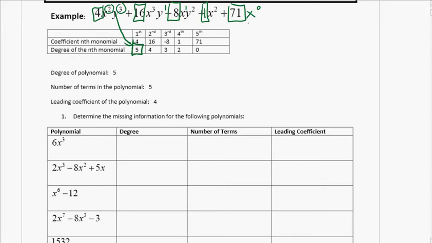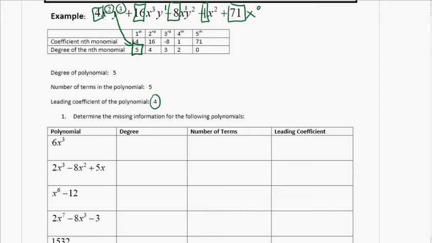And the leading coefficient is the coefficient of the largest degree monomial. Since this is the one with the 5, the coefficient to it is 4. So that's the leading coefficient. The leading coefficient isn't a counting thing, it's the number that is in front of that monomial. Now we're saying monomial. Monomial just means a single term polynomial.